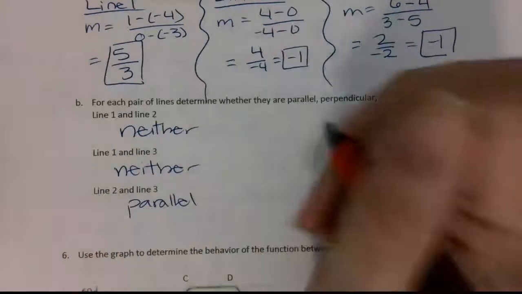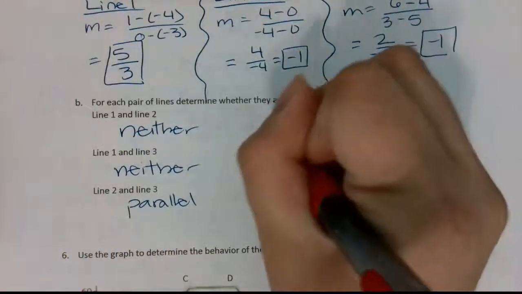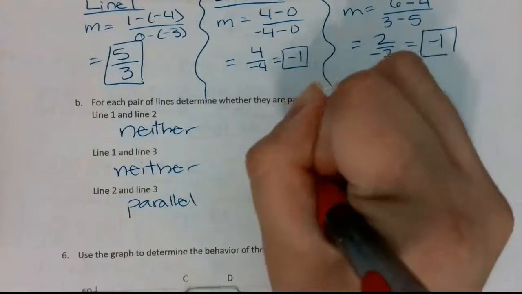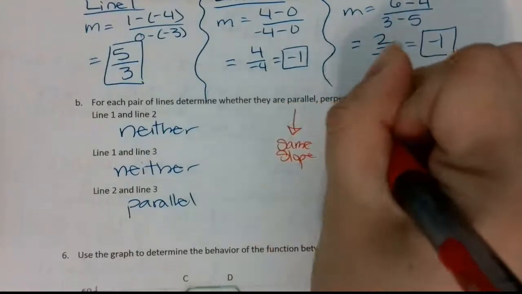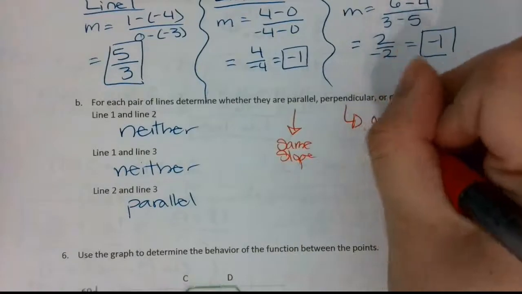So let me just write notes. Same slope. Perpendicular is opposite reciprocal.